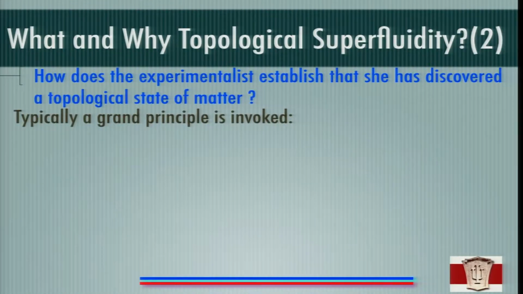But now, having said that, how is it that an experimentalist will establish that she or he has discovered a topological state of matter? The principle that is usually invoked is this.